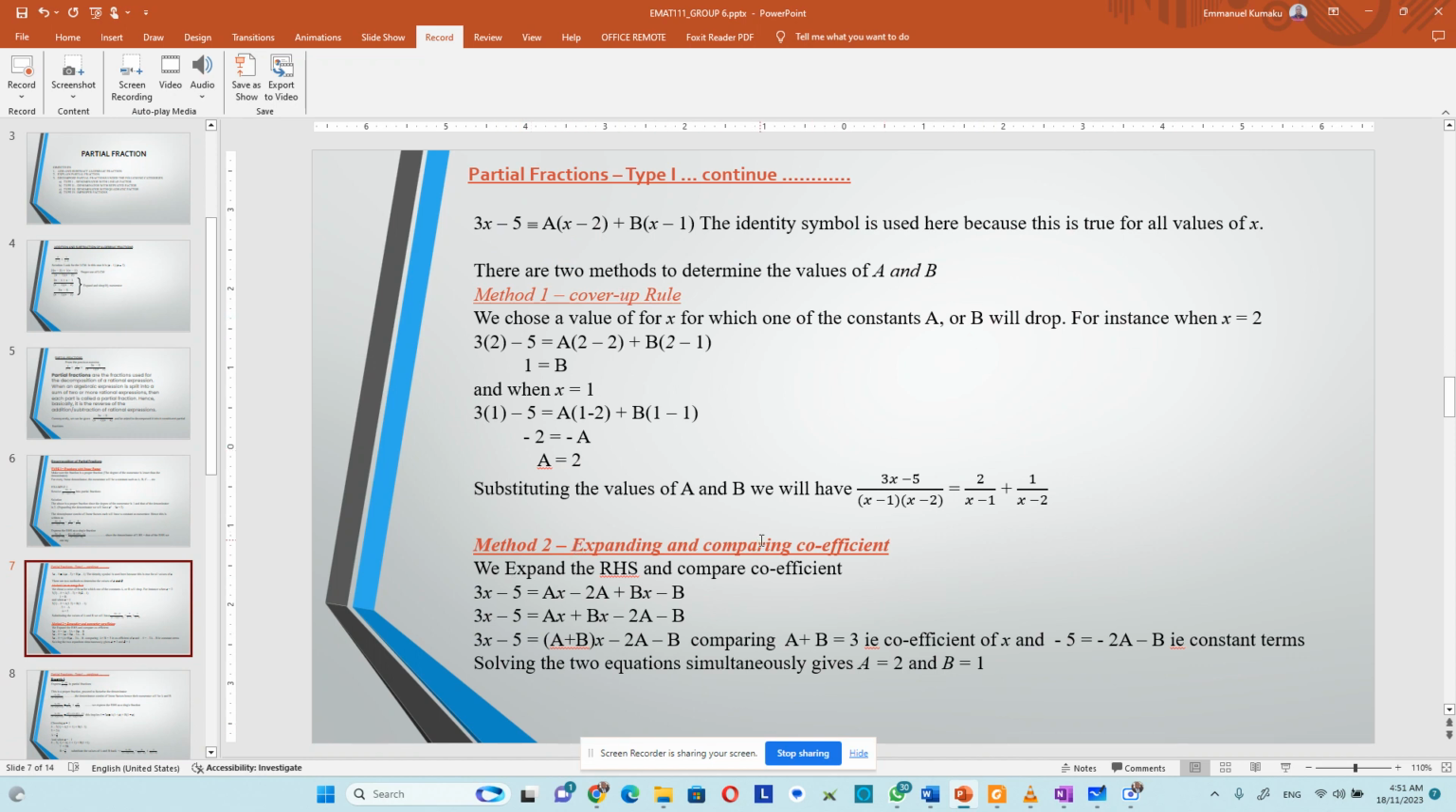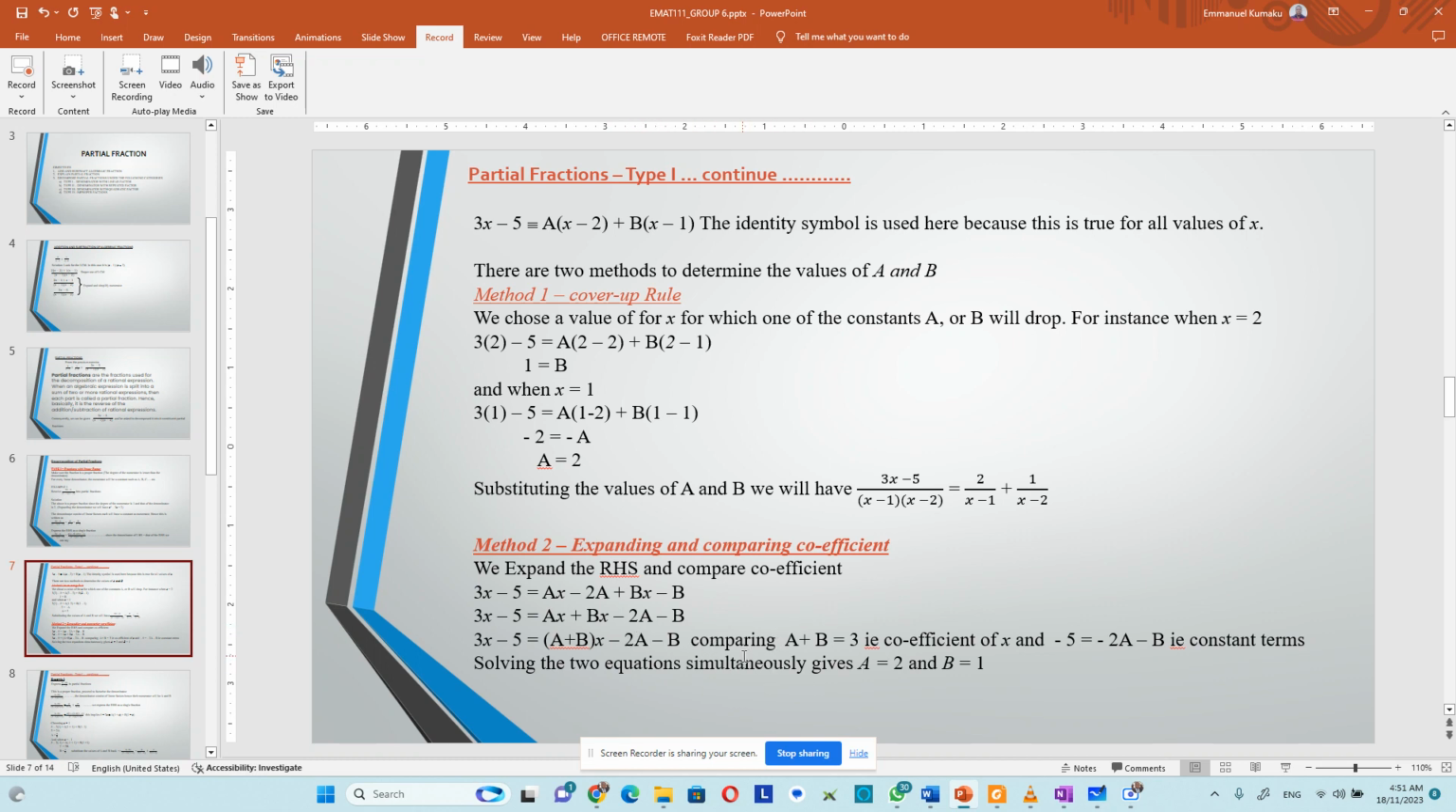So let's look at expanding and comparing coefficients. In that instance, you expand and compare coefficients. So for 3x minus 5, we open the bracket here. A times x is Ax. Then A times negative 2 is negative 2A, plus Bx, and then minus B. So 3x minus 5 is equal to Ax plus Bx minus 2A minus B. Here I'm just trying to group like terms. Then we factorize the x out: (A plus B)x, then minus 2A minus B.